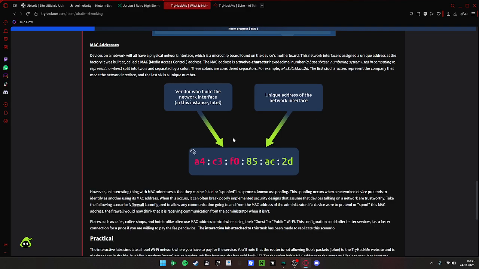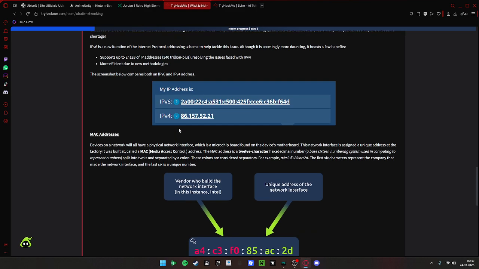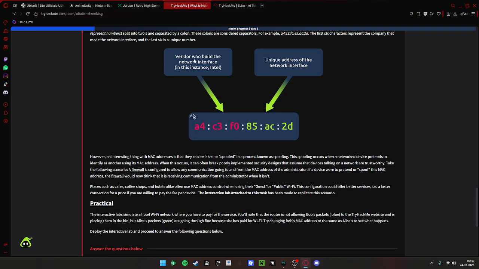This corresponds to here. The vendor who built the network interface is, in this instance, Intel here. And the unique address of the network interface we have in here.